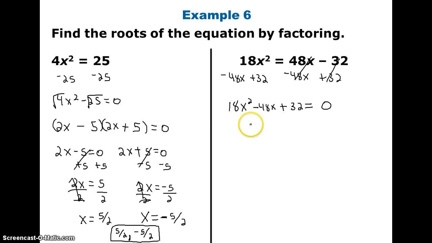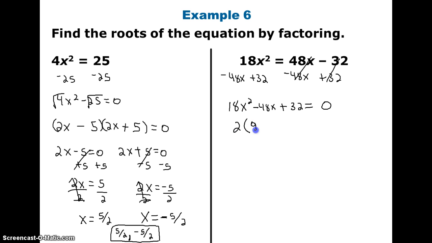So every time I see big numbers, I like to check if we have a common factor. So those coefficients, do they have a greatest common factor? The one that I can find is 2. 2 is a common factor for those three coefficients, the numbers. So we're going to factor out a 2.